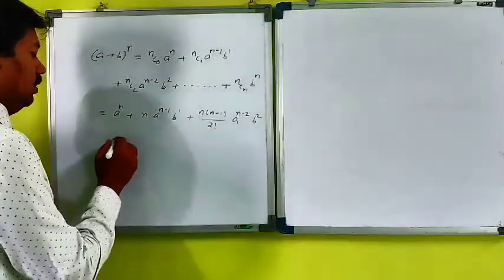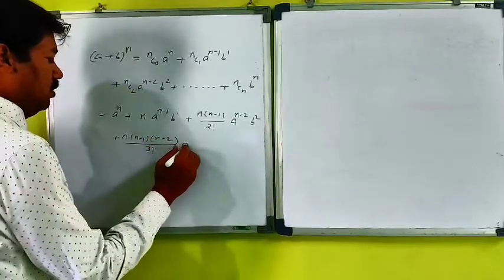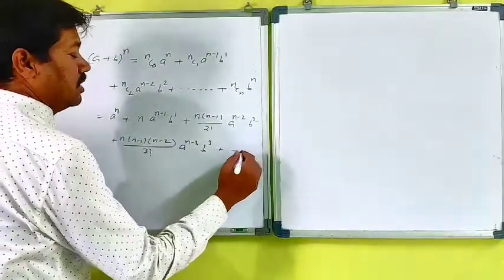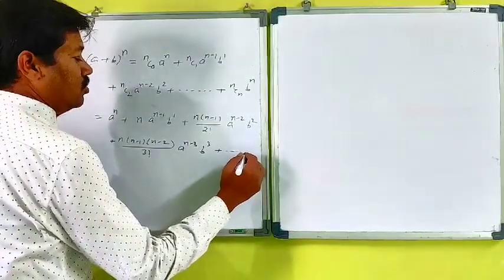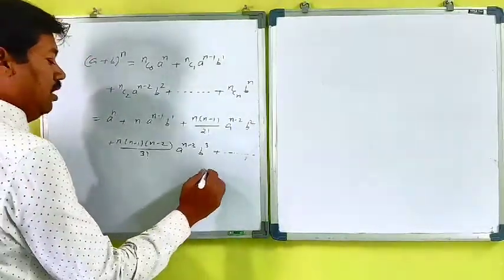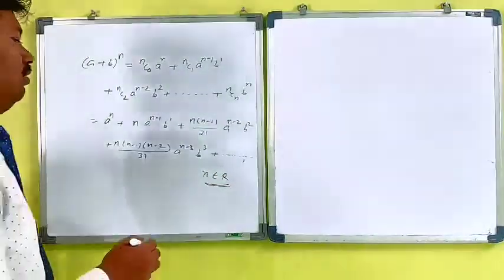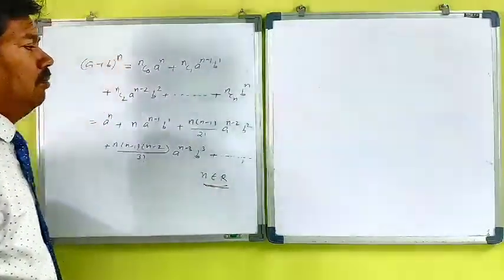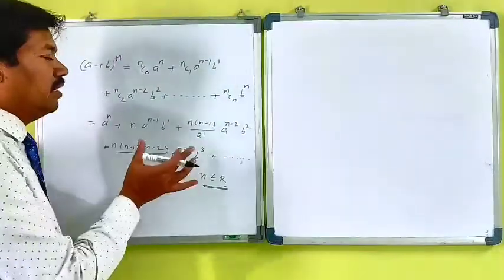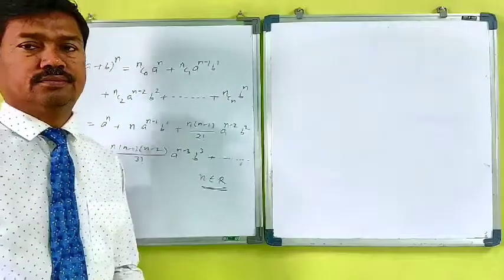Similarly, the next term will be what? n into n minus 1 into n minus 2 upon 3 factorial. And the last is nCn, which is nothing but 1. So, like this. In fact, it will continue. This is the case where n belongs to real values, so it can be any power, it can be negative or anything. Here, n is an integer. So, when n is other than an integer power, we will use this particular formula.